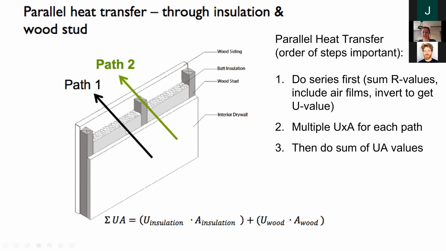They each have different areas associated with them depending on how much area is allotted to just insulation versus the framing of the building. So we would take the path 1 U value multiplied by path 1 area, and also take the path 2 U value multiplied by the path 2 area, and then sum those together. That sum is the sum of the UA. So we're summing the U of the insulation multiplied by the area of the insulation with the U of the wood or framing multiplied by the area of the wood or the framing.